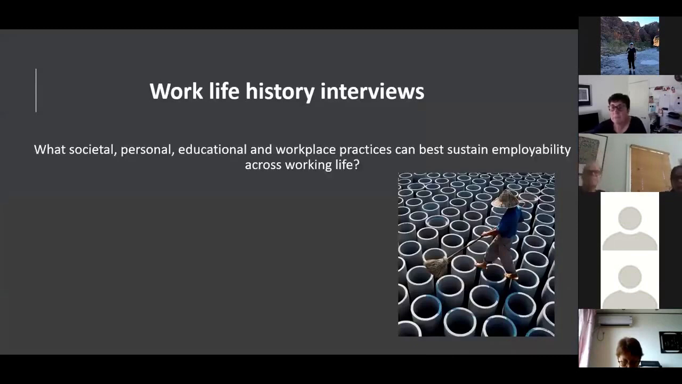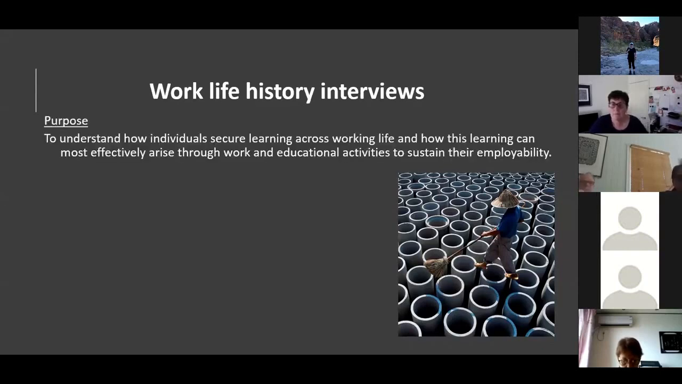So the overall research question for this project is: what societal, personal, educational, and workplace practices can best sustain employability across working life? The purpose is to understand how individuals secure learning across their working life, and how this learning can most effectively arise through work and educational activity to sustain their employability across their working life.